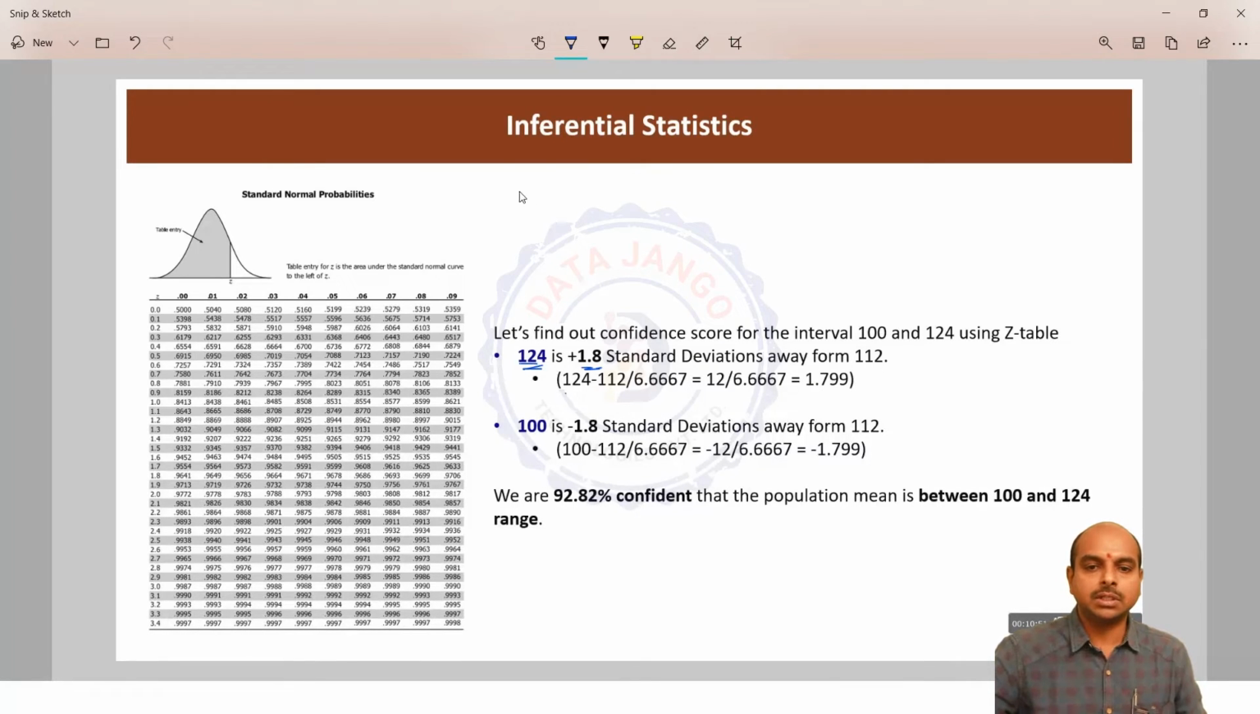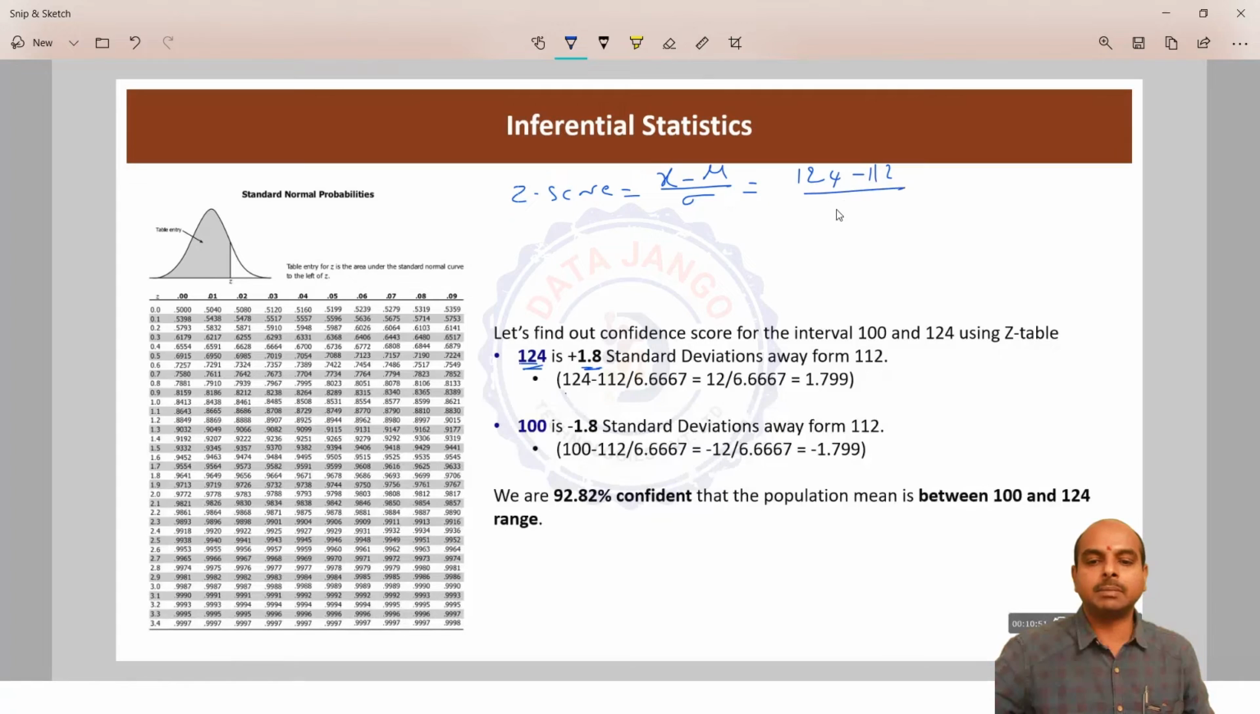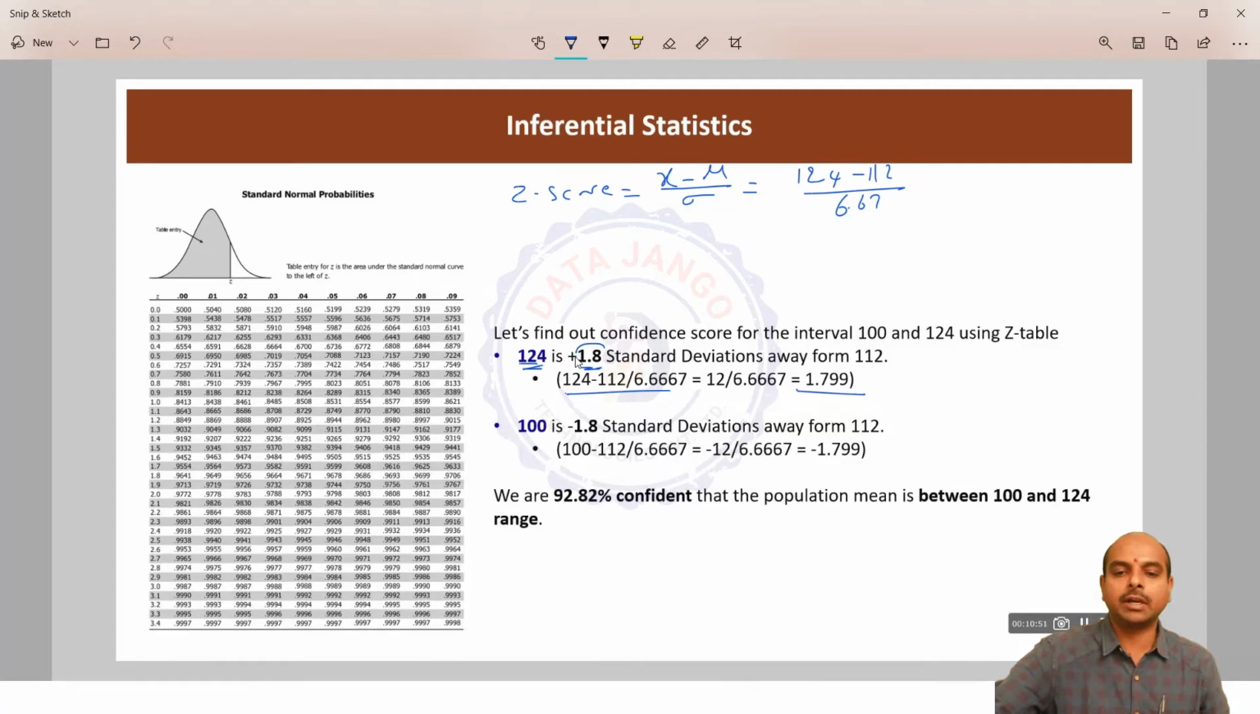What is the z-score? Z-score is equal to x minus mu divided by sigma. What is x here? 124 minus mu, 112, divided by sigma, which is 6.67. That's what I calculated. So it is 1.799, which I rounded off to 1.8. So 124 is plus 1.8 standard deviations away. Similarly, 100 is minus 1.8 standard deviations away.